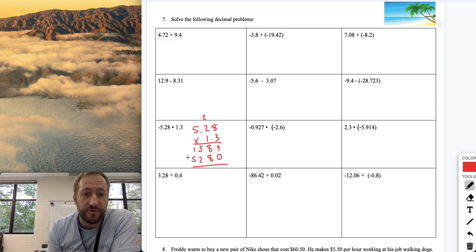And now I'm going to go through and add these. 4 plus 0 is 4. 8 plus 8 is 16. Carry the 1. 1 plus 5 is 6, plus 2 is 8. 1 plus 5 is 6.